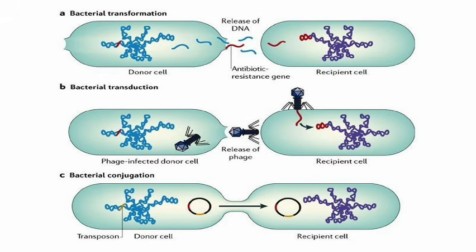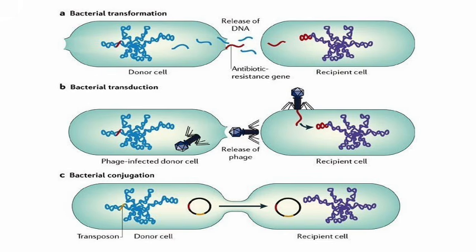Now, this shows the summary, or an illustration, of the three mechanisms of gene transfer. Namely, the bacterial transformation process. For transformation, it needs the donor cells to undergo lysis before they release their DNA. For bacterial transduction, it uses viruses, or the mechanism of bacteriophage, to transfer genetic material from the donor cell to the recipient cell.